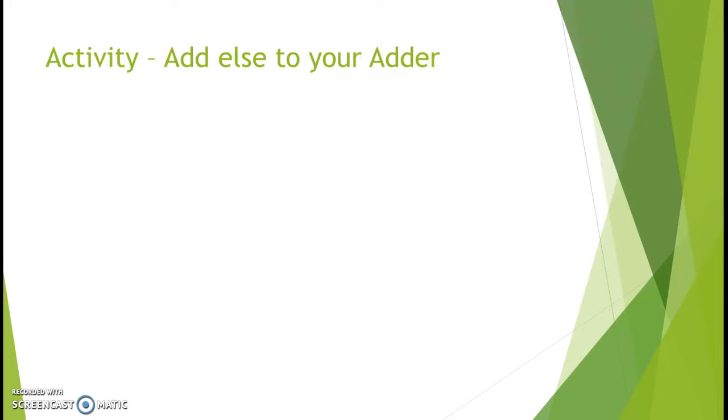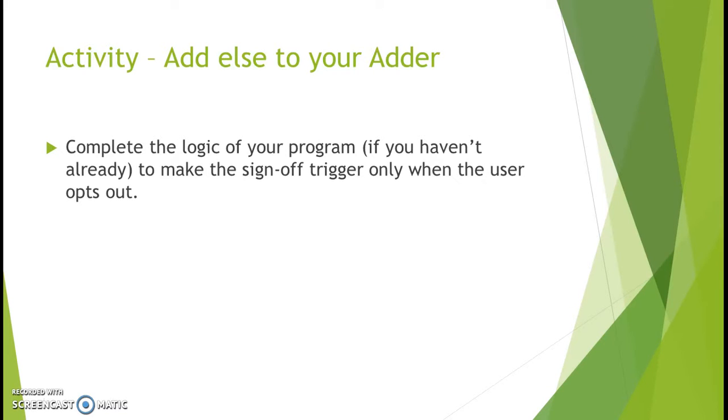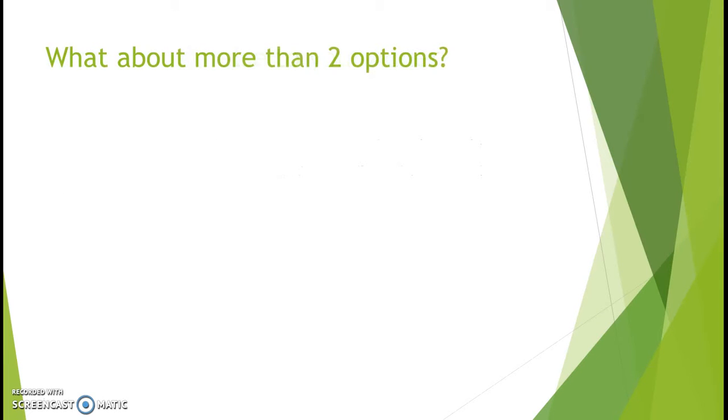Okay, so why don't you try to use some of those concepts now? Complete the logic of your program. Now, some of you have enough skill that you have already fixed the problem with that program. But if you didn't already, make the sign-off trigger when the user opts out, opts not to do the addition.